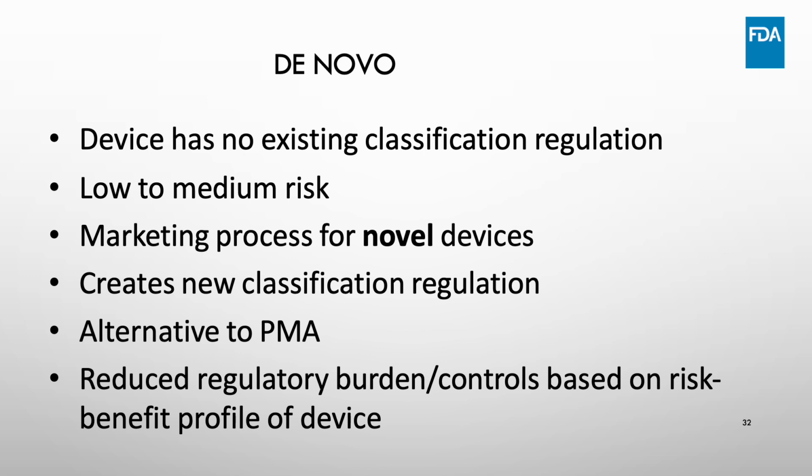The de novo submission type is intended for devices for which there is no existing classification regulation, but the risk is low to medium. As a result, a de novo is usually for devices that the agency hasn't previously evaluated. These are usually new, novel device types. The de novo submission process will allow a new product to get to market by creating a new classification regulation for that device type, either in class 1 or 2 typically.